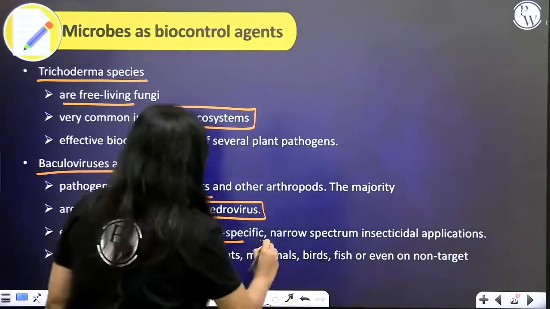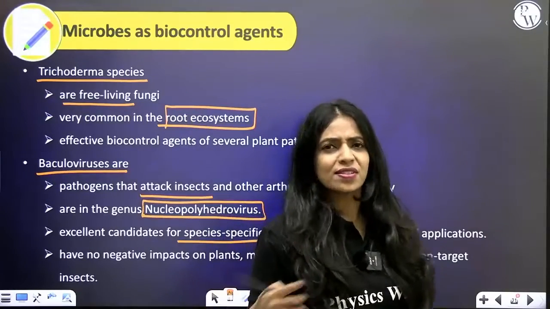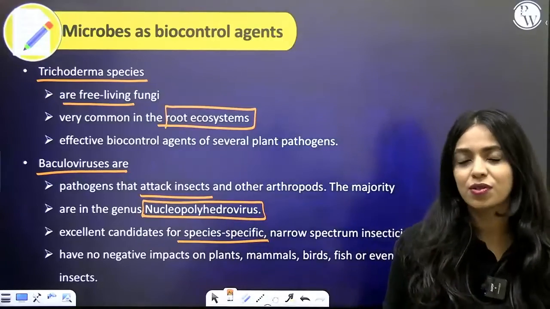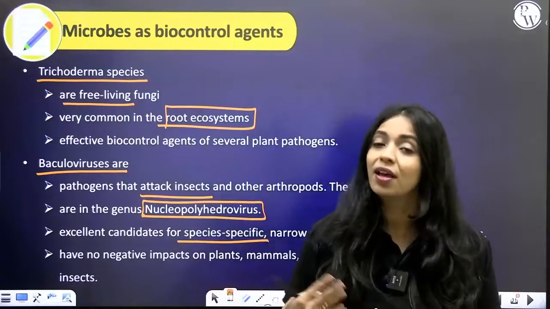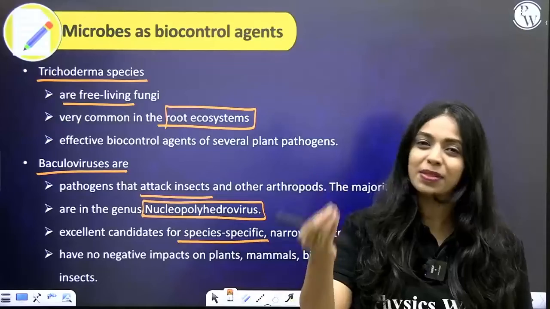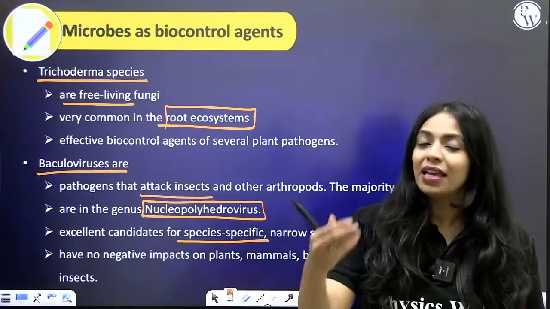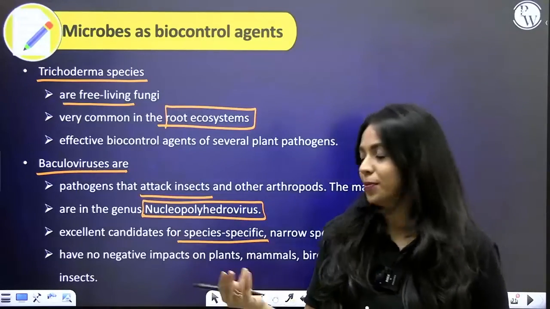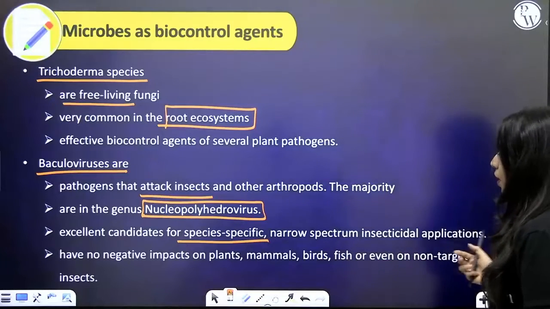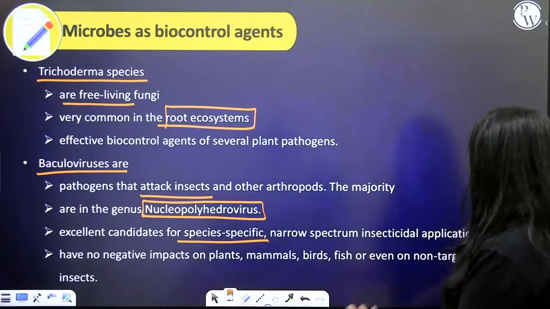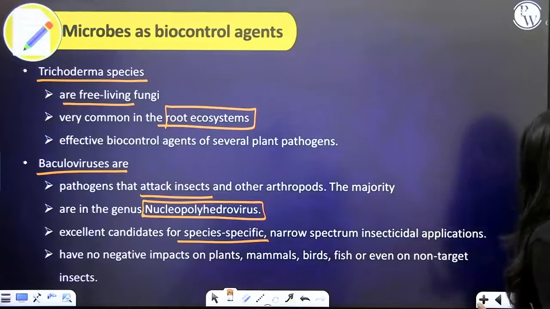Viruses are extremely species specific. What viruses cause infection in plants? They do not cause infection in animals. So if there is any virus that specifically targets insects, even if you consume it, it will not be a problem, right? So yeah, there is no negative impact on plants, mammals, birds, or even on non-target insects.